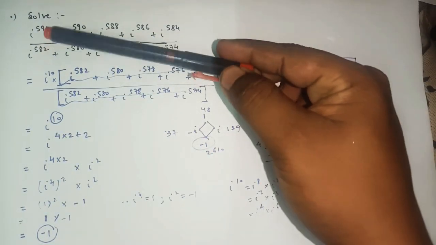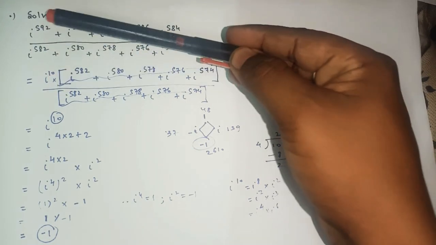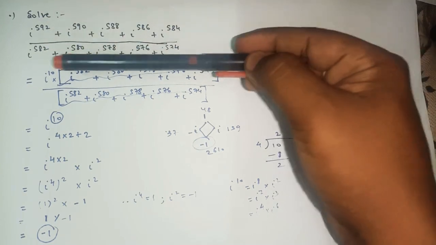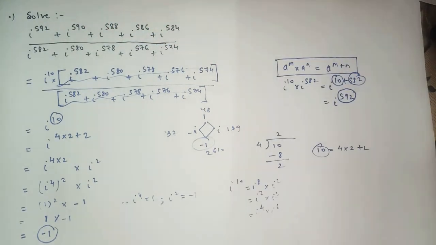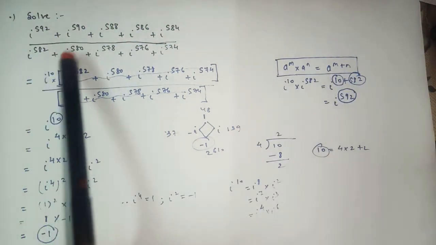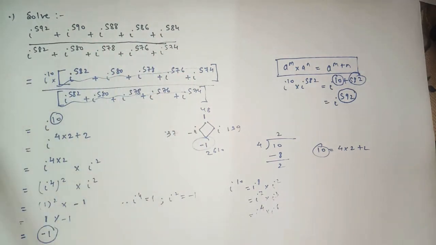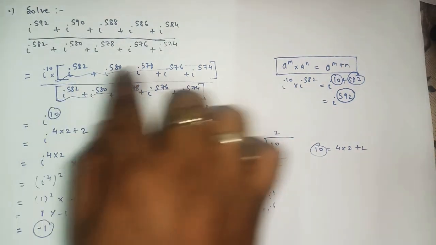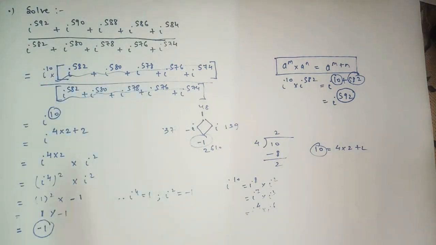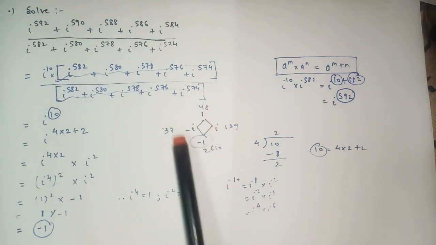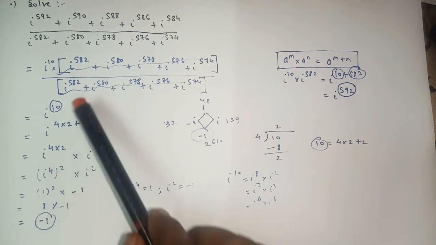Just see the difference of the corresponding elements. If the difference is 20, you will remove i raised to 20 outside. If the difference between the corresponding elements is 30, you will take i raised to 30 common from each and every term. Understood now? Here the corresponding element difference was 10, so I had taken i raised to 10 as common. The rest gets cancelled, and after that there are 3-4 different methods to find your answer: by direct technique, by using the dividend equals divisor into quotient plus remainder method, or by splitting.